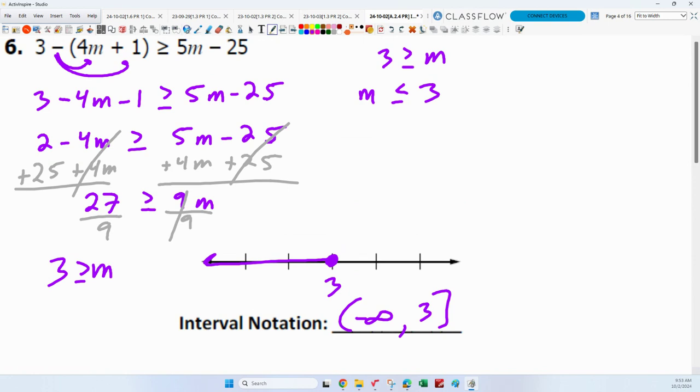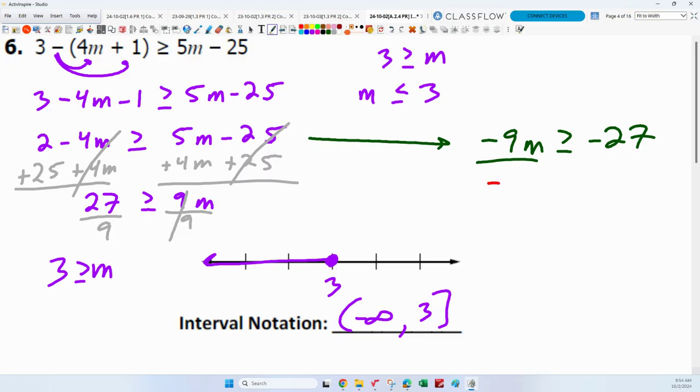So I could have, when we got to this step right here, I want to show you something. You guys did this the best way. But I could have done this too, right? I could have subtracted the 5m to the left side and got negative 9m and subtracted 2 and gotten that. Okay? What would my next step be? Divide by negative 9.